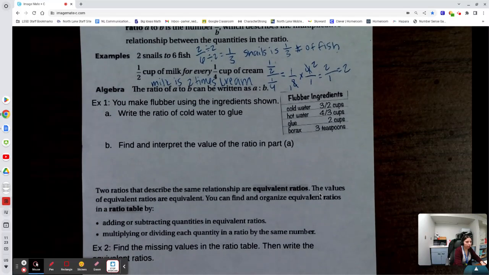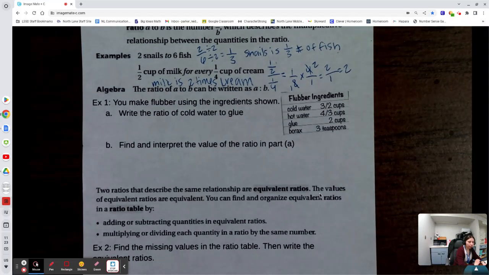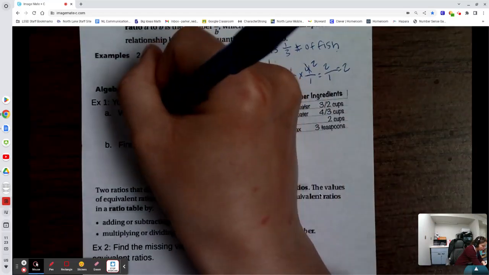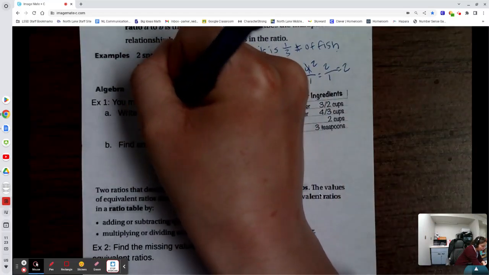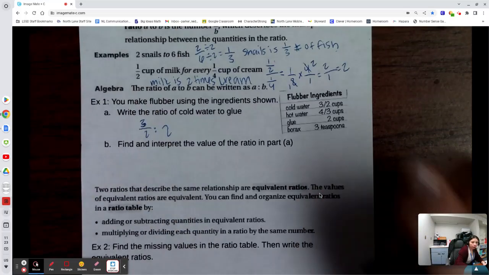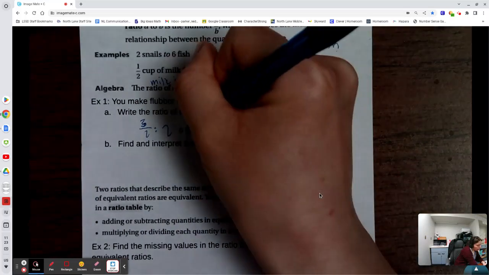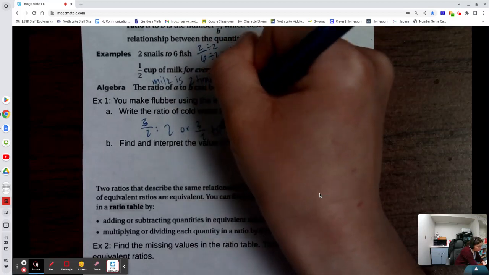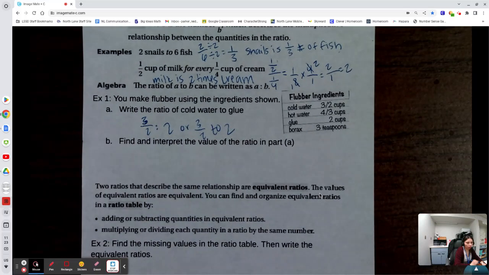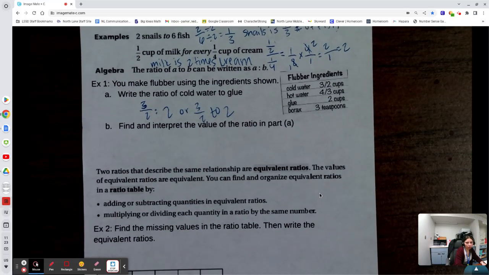Okay, moving into our first example, you make flubber using the ingredients shown right here. Write the ratio of cold water to glue. So that's just comparing the amount of cold water to the amount of glue. 3/2 cups cold water to 2 cups glue, just like that. Sorry, that's a 3. It doesn't look that great. Or we could write it like this, 3/2, writing the actual word 2. There's tons of ways to write a ratio. The first one's probably one of the more common. That's just telling us how much cold water there is, how much glue there is.